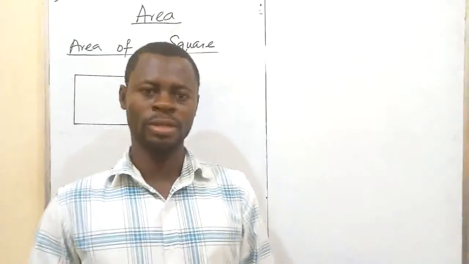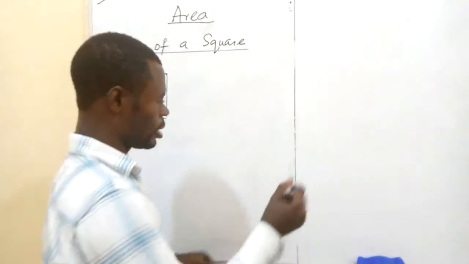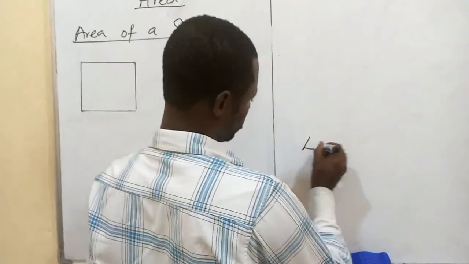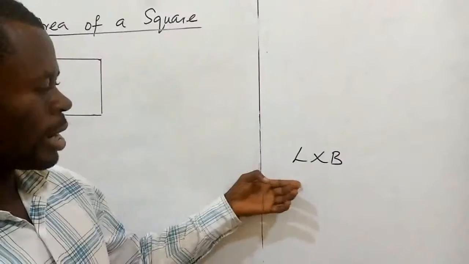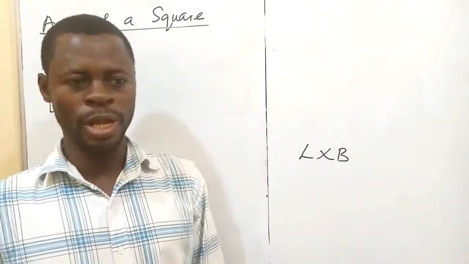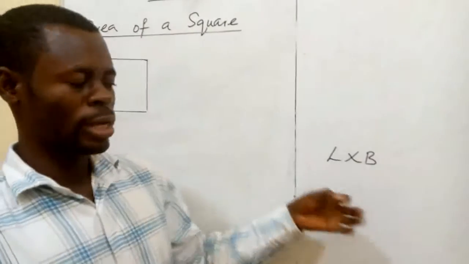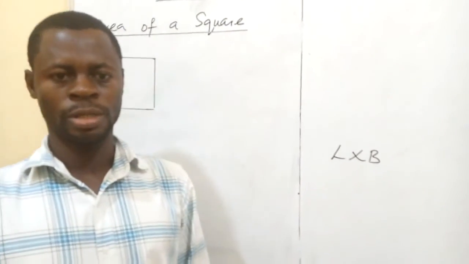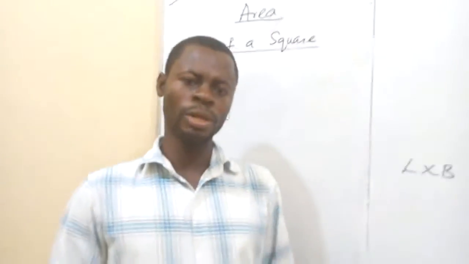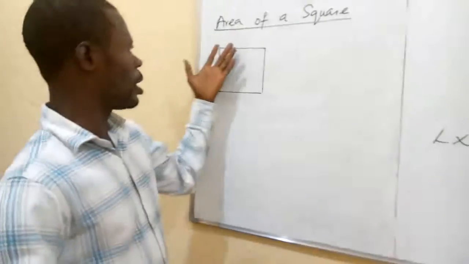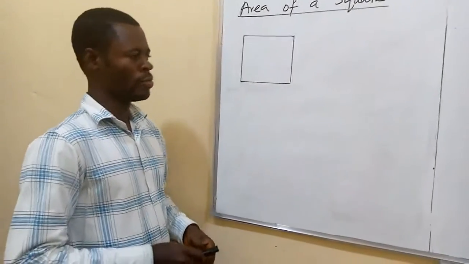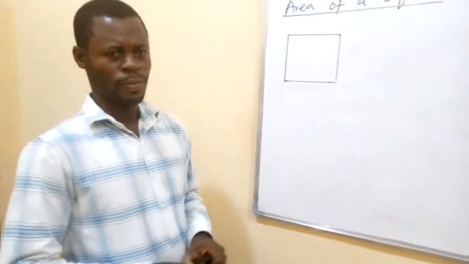Alright, if I may ask you, what's the formula for calculating the area of a rectangle? I guess you are saying length times breadth, where L stands for length and B stands for what? Breadth. Alright, today we'll be looking at the area of a square. First of all, what is a square?